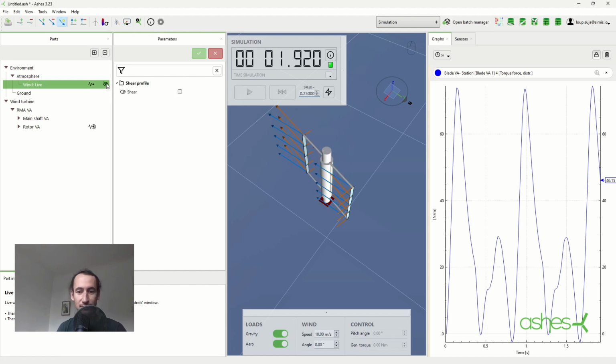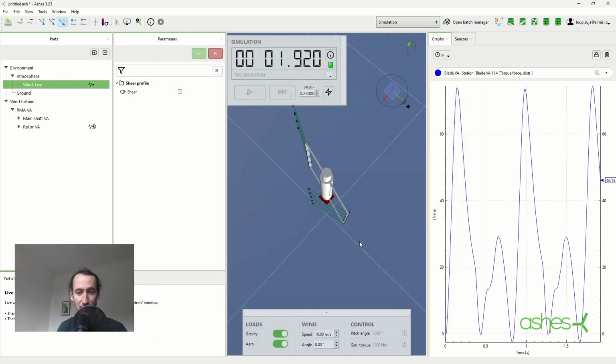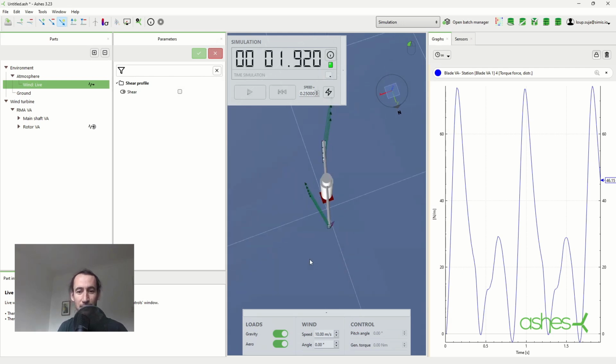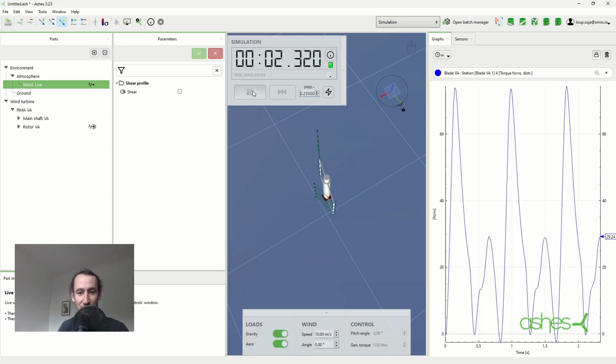I can remove the wind visualization, and if I plot the lift and the drag instead of the torque and the thrust, so now the lift is this green vector. The drag is very small, so you don't really see it. It's this one here. But if you look at the lift now, you see that it always has a component in the rotation.